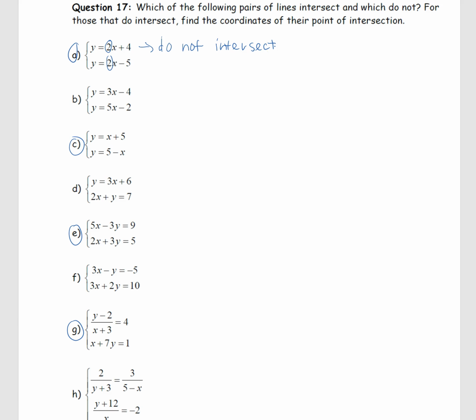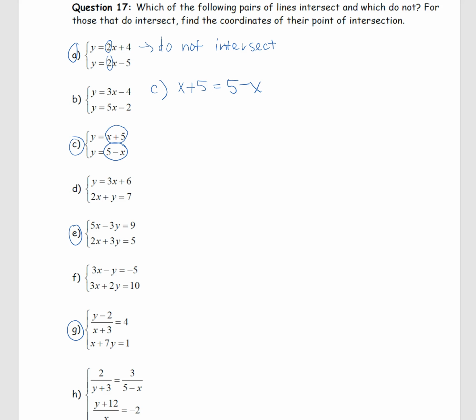Okay, so moving on to C. The way I'm going to do this one is that we have two expressions for y in terms of x, and I'm just going to set them equal to each other, because we know that the point where they intersect should have the same y value. So for C, what I'm going to do is say that x plus 5 should be equal to 5 minus x at the point where these lines intersect. So I have x plus 5 equals 5 minus x.